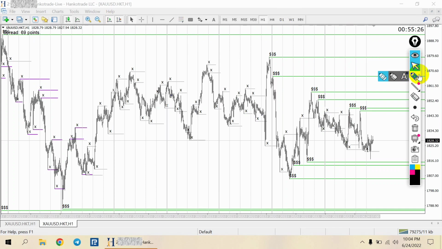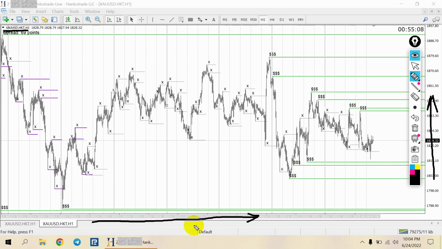Now, let's think about it like this. When we analyze price action, what do we basically analyze? We analyze the fluctuations of a financial market from two perspectives. The perspective of price, which is on the right side on the vertical scale of your chart, and the perspective of time, which is on the bottom, the horizontal scale on your chart.